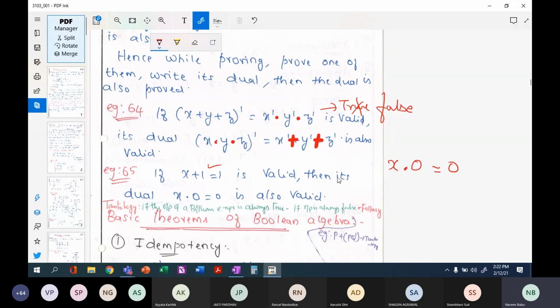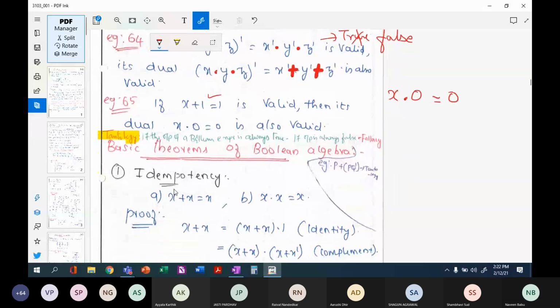Now I am going to introduce you to two important terms in Boolean algebra. The first is called the tautology. What we mean by tautology is, if you have an expression and the output of that particular expression is always 1, then those kinds of expressions are called tautology expressions. Similarly, if the output of the Boolean expression is always false, then those kinds of expressions are called fallacy expressions.